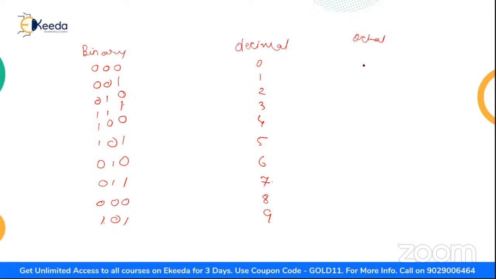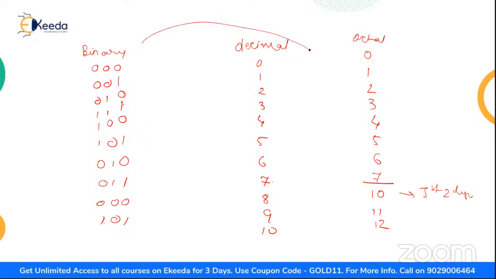Okay. So how to write down equivalent octal? 0, 1, 2, 3, 4, 5, 6, 7. That's it. After that, you got 8, then you can write down 10. Then 2-digit number, the first 2-digit number. Then 11. If you got 10, then you can write down 12. Okay, so like this you can write down octal and decimal. So you can directly convert binary to octal, octal to binary from this table.